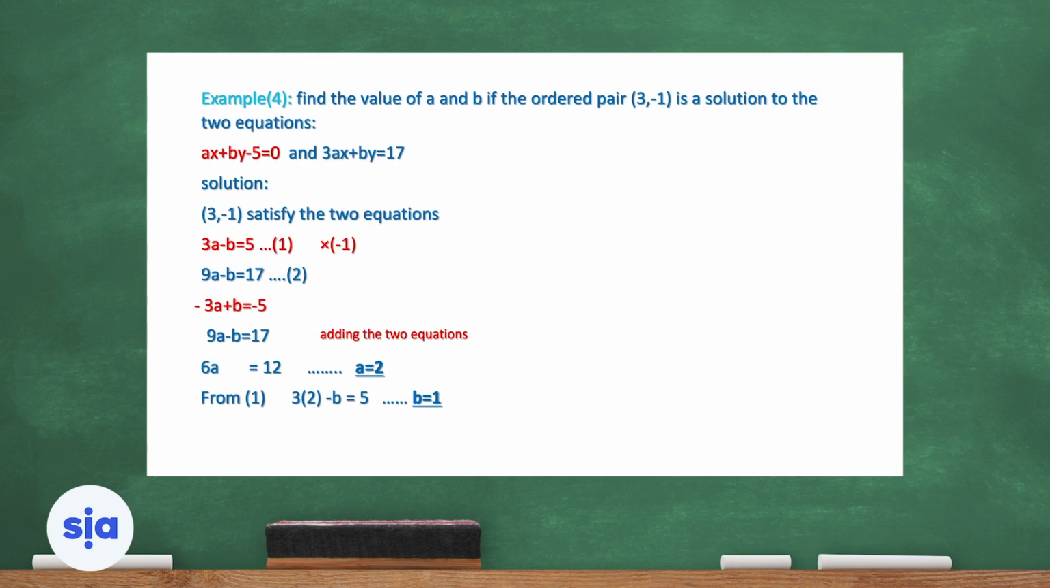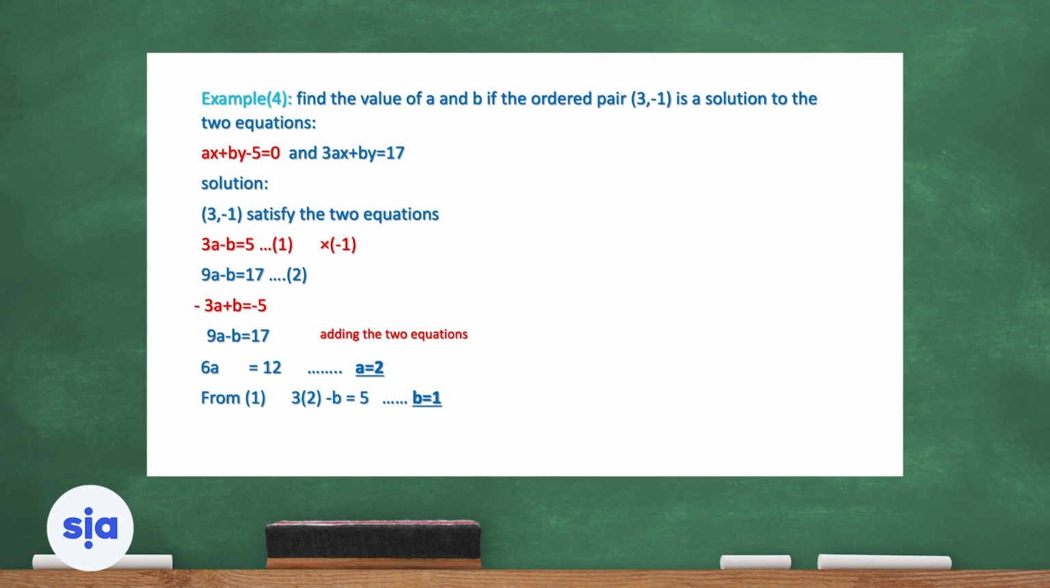Now let's go and see example 4. In example 4, it's a different example, that it says, find the value of a and b if the ordered pair 3 and -1 is given as a solution to the two given equations. So we have two equations, and we have the answer, which is the solution, and we need to find two variables in these equations. Let's now go and see how can we solve this.